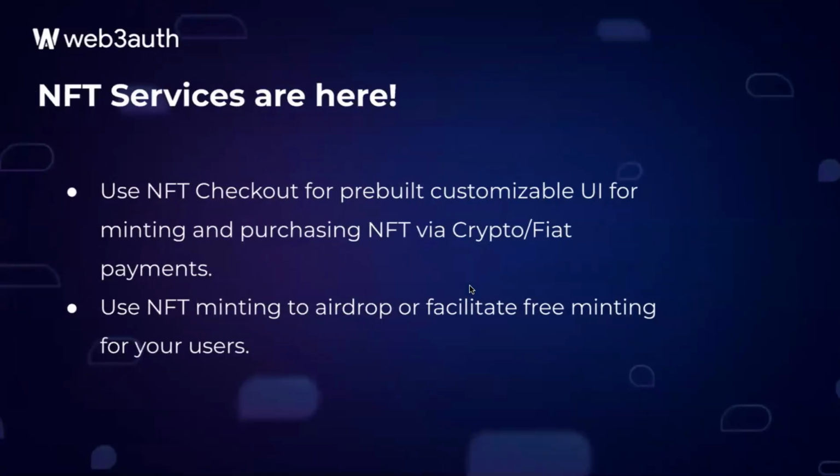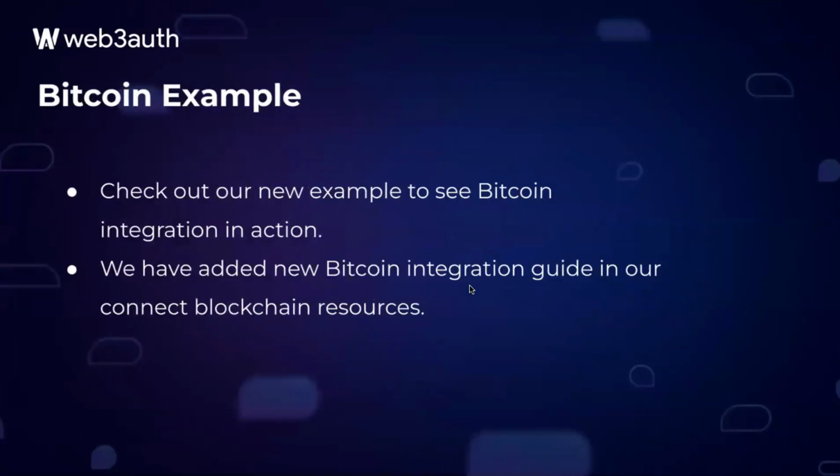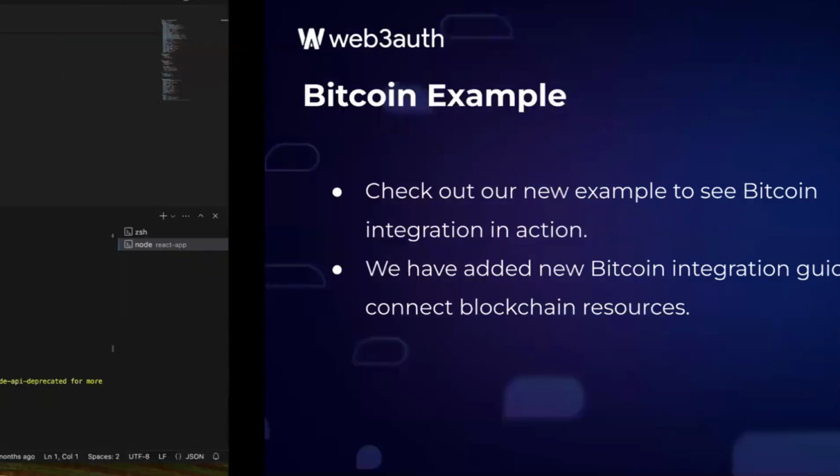Now that we have gone through NFT services, let's look ahead. We have the Bitcoin example. So we were chain agnostic from the inception. We did support the secp256k1 curve key, and people still used to ask if we can support the Bitcoin example with Web3Auth. We didn't have the sample previously, but now we do have a sample which you can check out, and we also have the docs for it. Let's just go through it quickly.